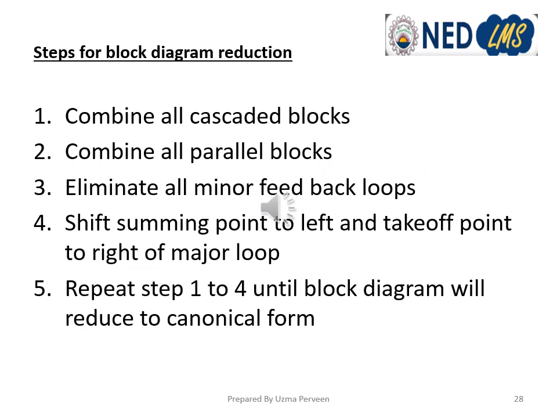Now the steps of block diagram reduction. Usually we first combine the cascaded blocks. If we have some blocks cascaded in the block diagram of the system, then we first combine these blocks, and then usually we combine all the parallel blocks using the second transformation, so that our block diagram becomes simpler. Then we try to eliminate all the minor feedback loops, and then we try to move summing points to the left and takeoff points to the right of the major loop.